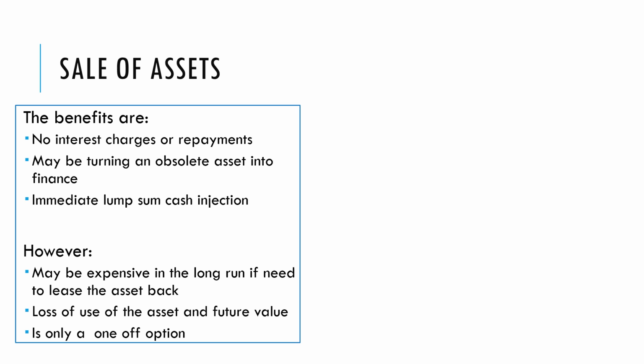However, if you decide later on you know what, we didn't need that factory or we didn't need those vans and you've sold them, then you might have to lease them, rent them back in the future, so it could cost you in the long run. You're not able to use that asset in the future, and this is really only a one-off option. You can only sell an asset once.